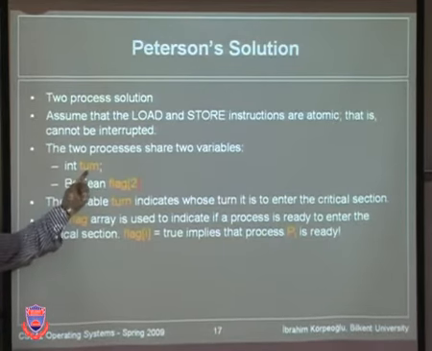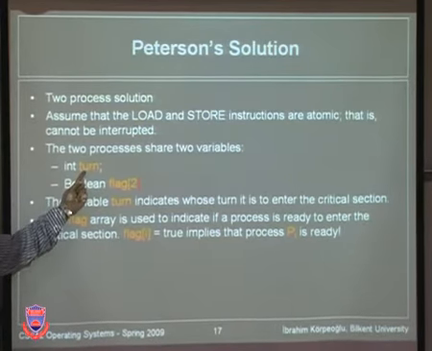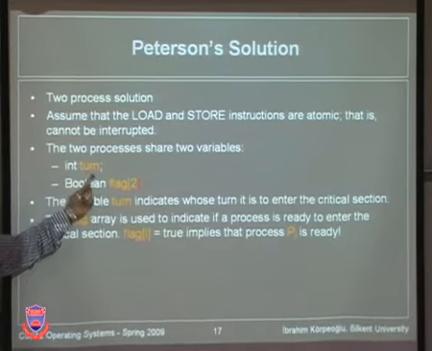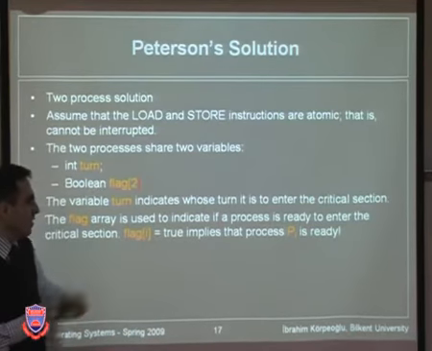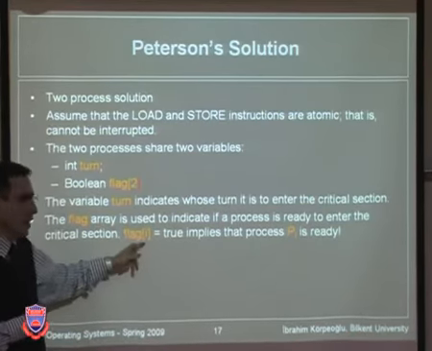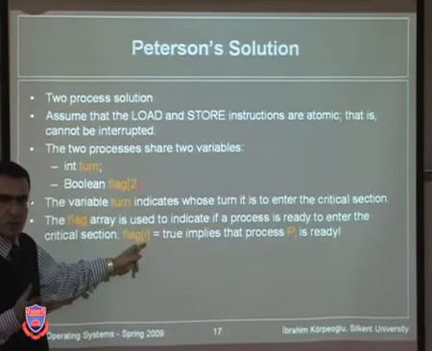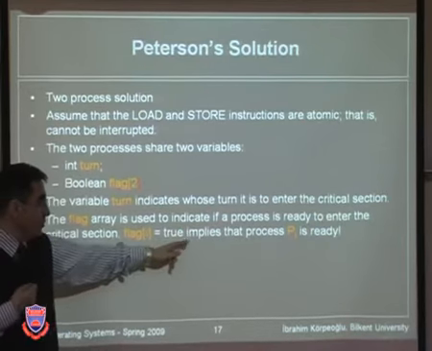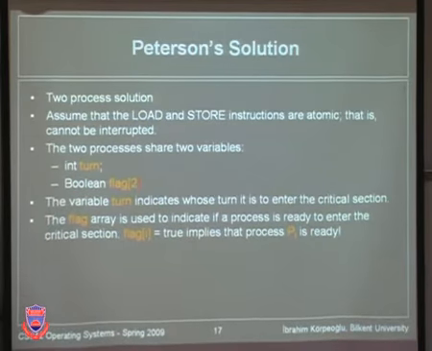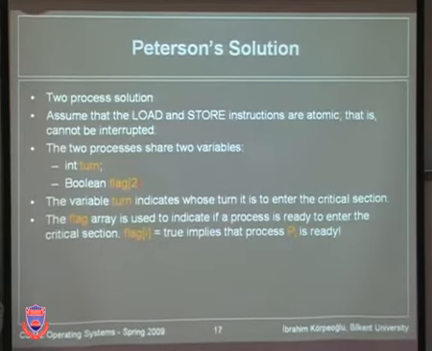So it can have value 0 or 1. If it is 0, that means process 0 can execute. If it is 1, that means process 1 can execute, okay? So the variable turn indicates whose turn it is to enter the critical region, and the flag array is used to indicate if a process is ready to enter the critical section. If flag[i], where i can be 0 or 1, assume the processes are identified with 0 or 1, okay? If flag[i] is true, it implies that the process Pi is ready, wants to enter the critical section, okay?